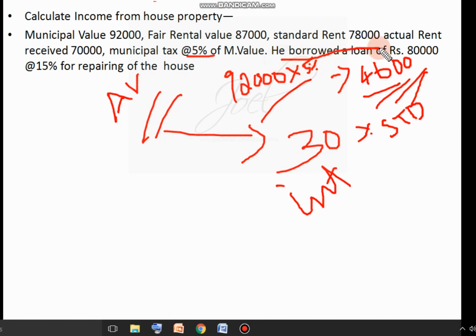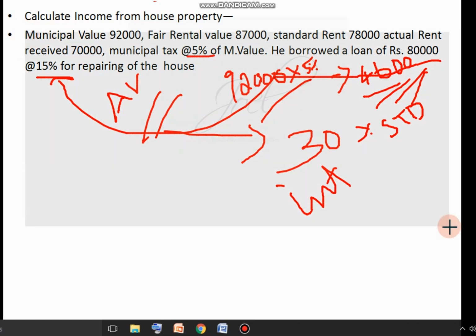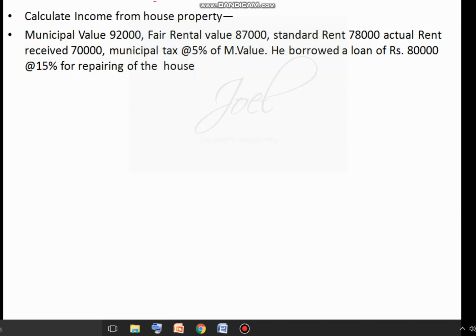So he borrowed a loan of rupees 90,000. So at what percent? At 15%. So that is the amount based on which information we can calculate interest on housing loan. So the information is clear here.